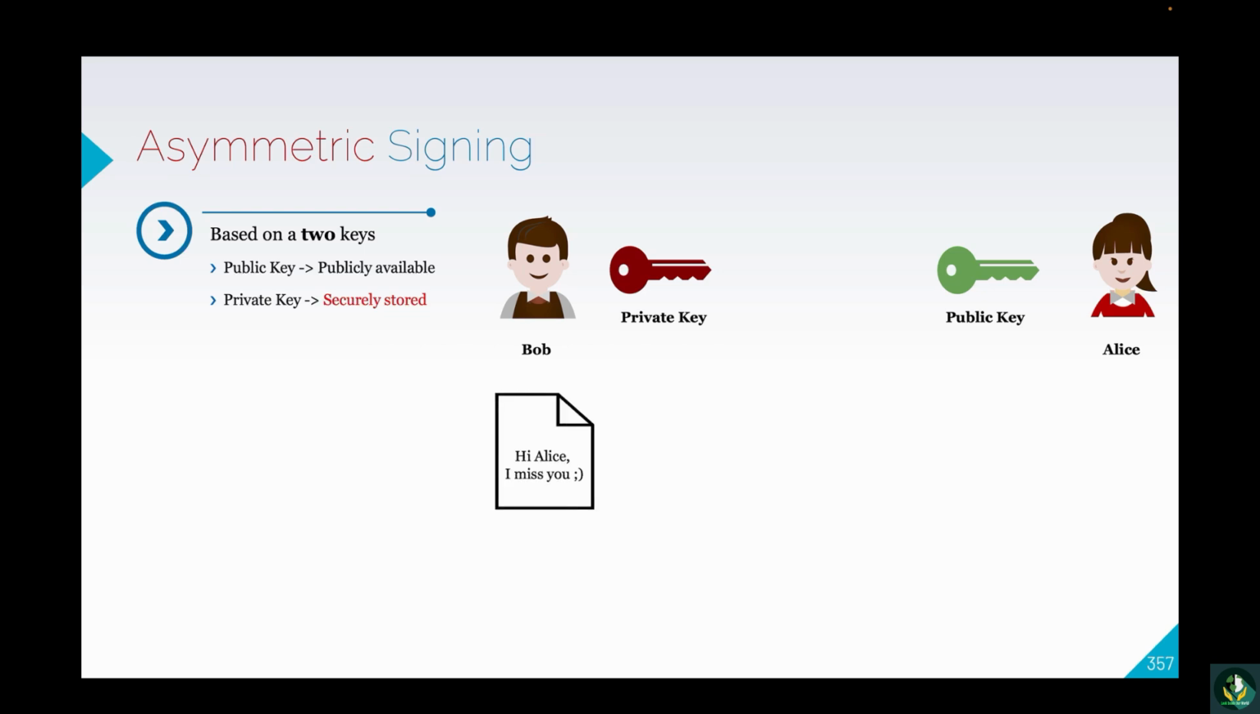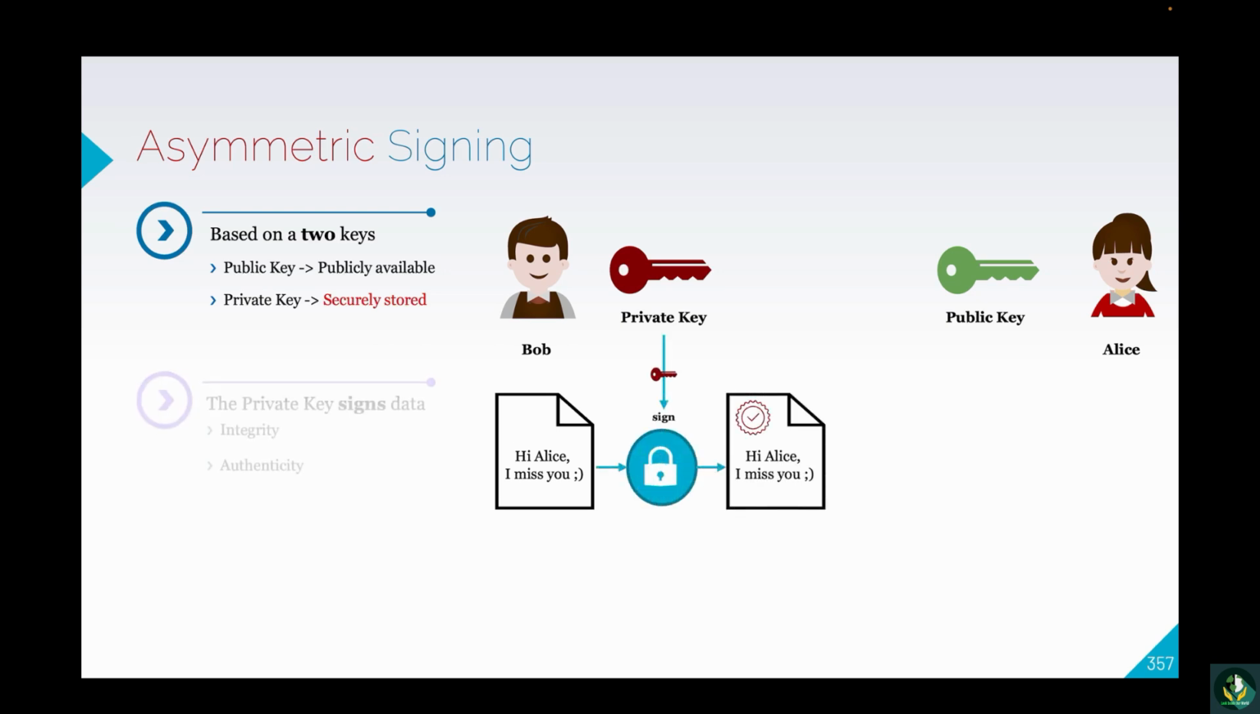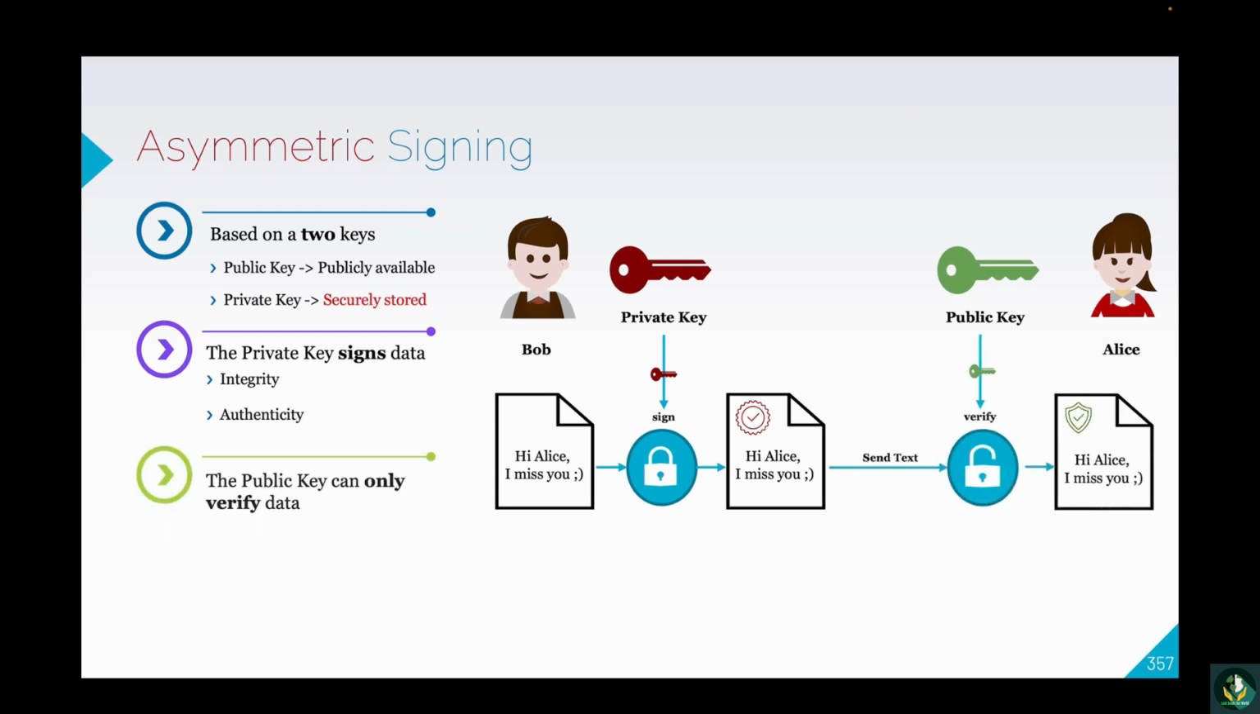Similar to the previous scenario, Bob writes a message to Alice, "Hi Alice, I miss you," and signs it with a private key. The signature allows Alice to verify the integrity and authenticity of the message, ensuring that the evil guy hasn't tampered with it. When Alice receives the message, she now uses the public key to verify the signature. And there we go, she can now be sure that the message truly came from Bob without needing to get the private key that signs the information.